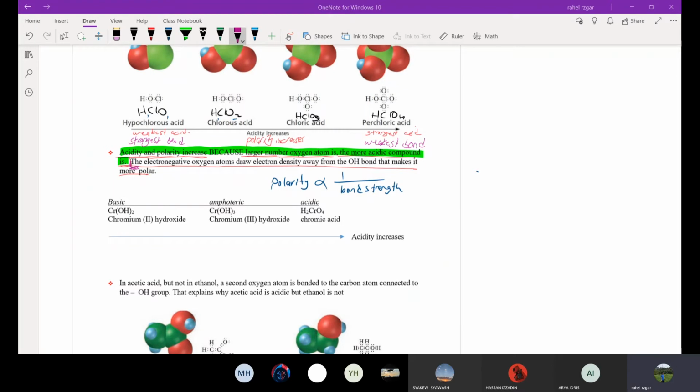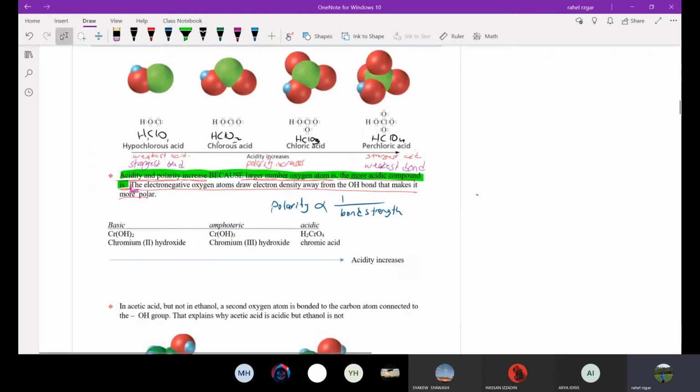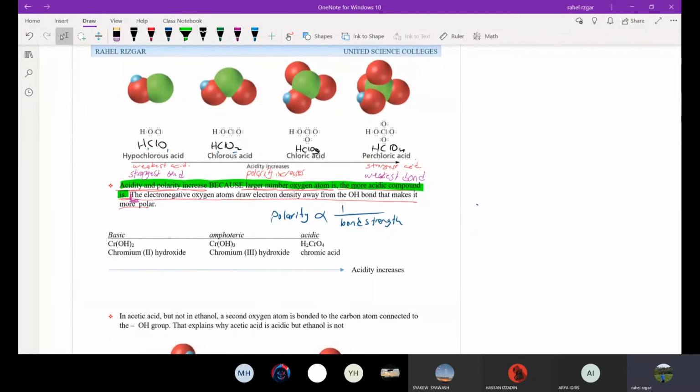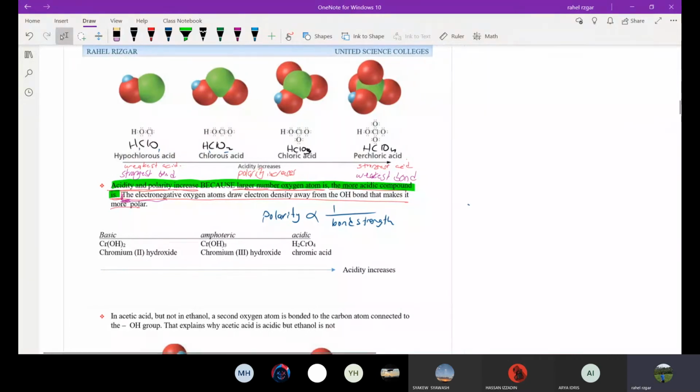Go back to our lesson. Now, we said if the oxygen number is higher in a compound, then it has a higher polarity, it's a stronger acid, or acidity will increase. And also, let's ask why. What is the reason? The reason is here. Because the electronegative oxygen atoms draw electron density away from the OH bond, that makes it more polar. What does this mean? It means that when more oxygen atoms are present inside the compound, they attract electron density. Draw means attracts.